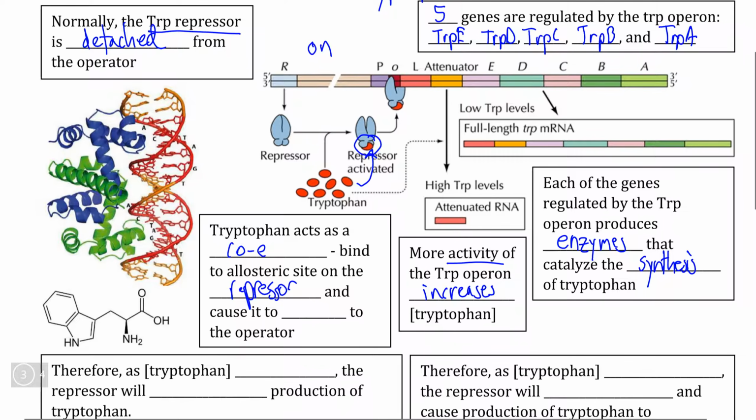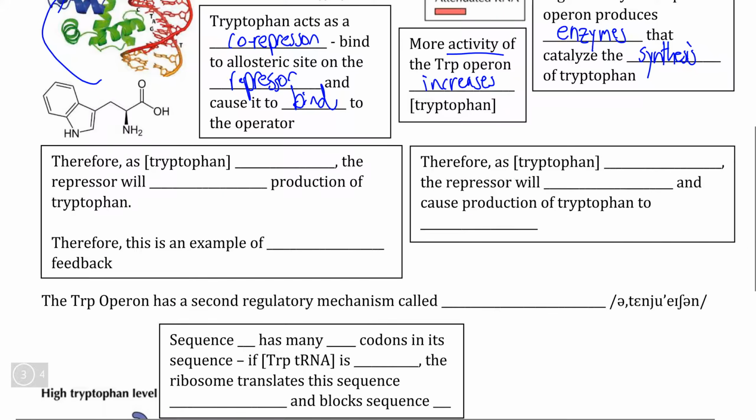So in this case, if we compare it to allolactose, which acts as an inducer, tryptophan actually acts as a compound that we call a co-repressor, meaning that tryptophan, when bound to the repressor, causes the repressor to activate and bind to the operator sequence, thereby preventing RNA polymerase from accessing all of the tryptophan genes and stopping the process of transcription before it begins.